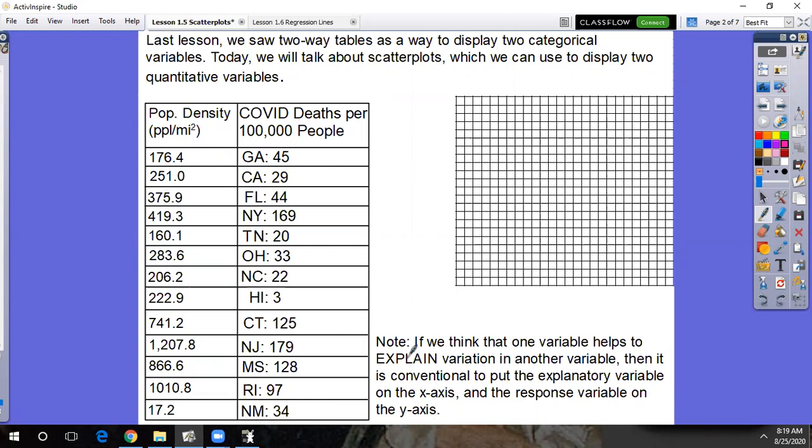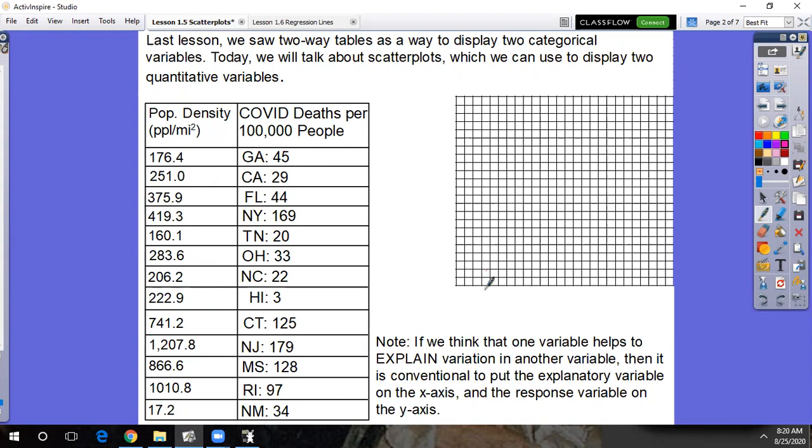The reason we're going to do this is conventionally, when we have a scatter plot, if we think one variable helps to explain the other, we would want to put the explanatory variable on the x-axis and the response variable on the y-axis. This is kind of like the independent and dependent variable that you learn about in science. In this case, I gathered this data because COVID transmits when people are very close together. So population density could help to partially explain the COVID deaths per 100,000 people. So we're going to make population density our X variable.